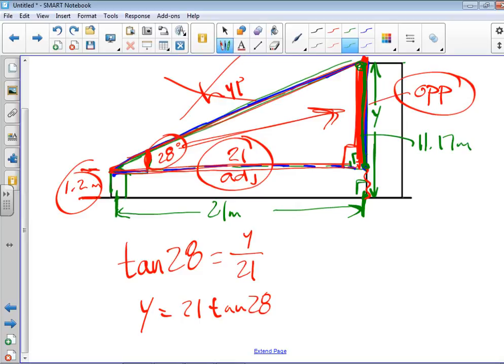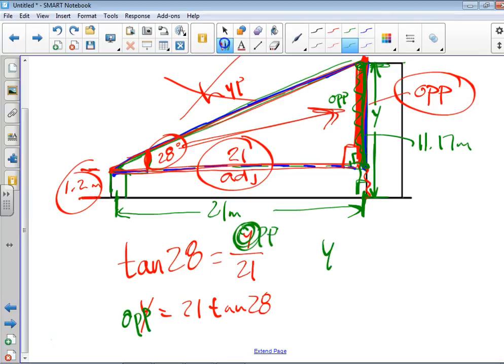Now in this case, if I want the true height of the building, I really shouldn't use y, right? Because technically I wasn't solving for y. That's this side. The y is all the way down. So I'll call it, oh, what the heck, I'll just call it opposite.